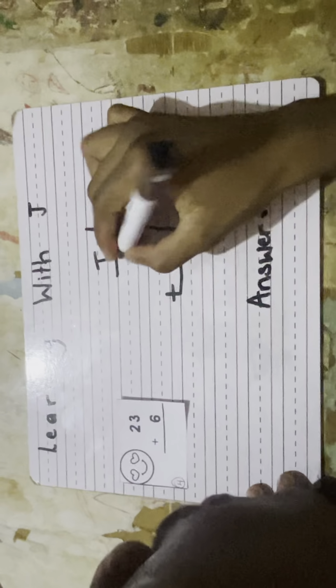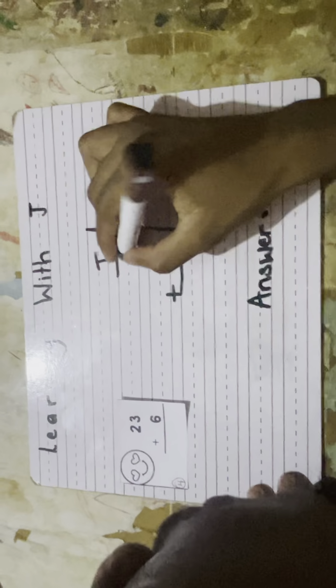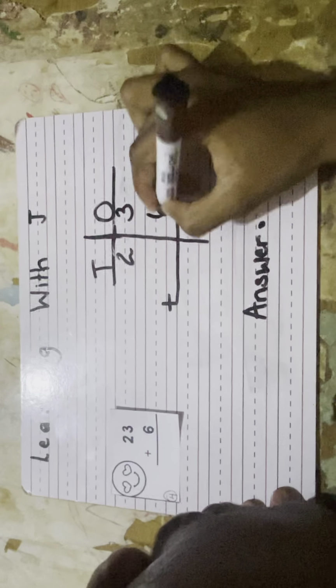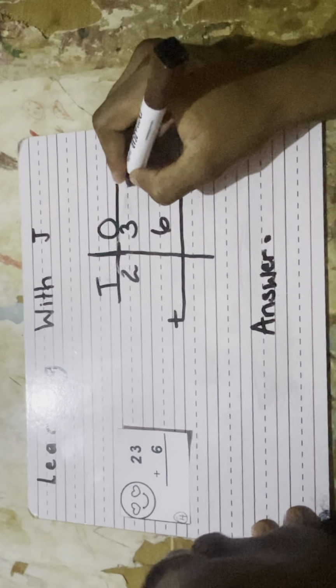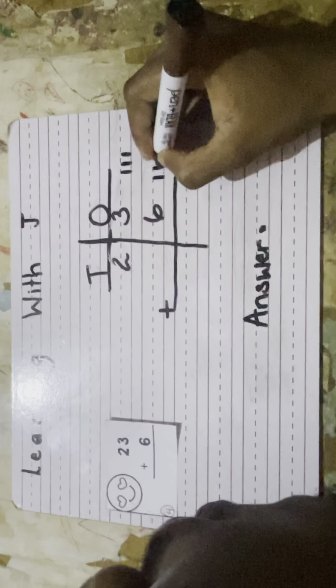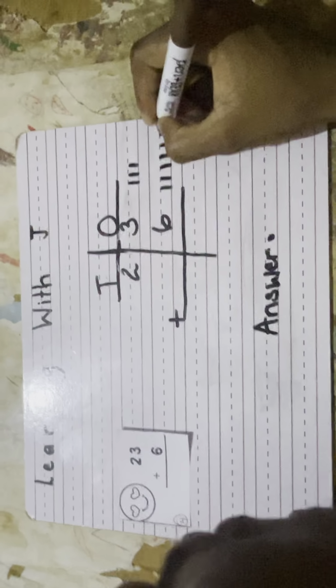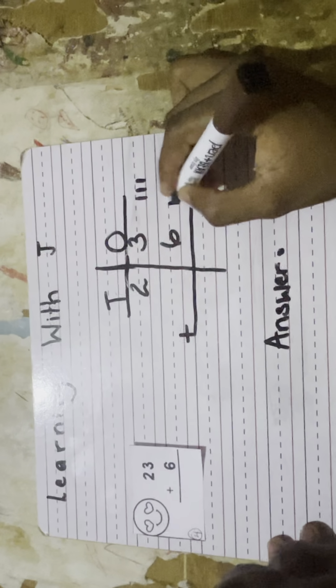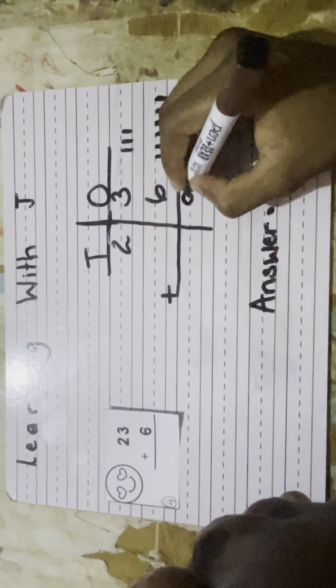Now we're at number 3. So number 3, we draw our column as usual. So ones, tens. And the 2 numbers we have are 23 and 6. So we start from the ones column, where we count our 3 strokes, and then we count the 6 strokes at the bottom. So 6 plus 3, when we add them together, we would get 9.